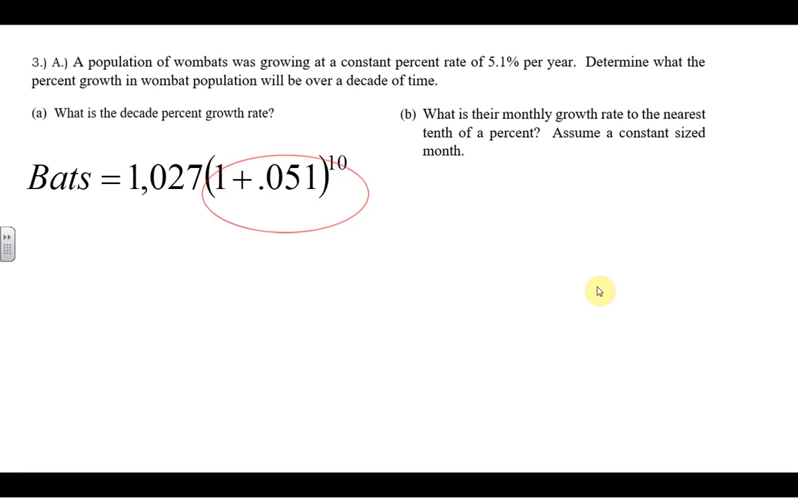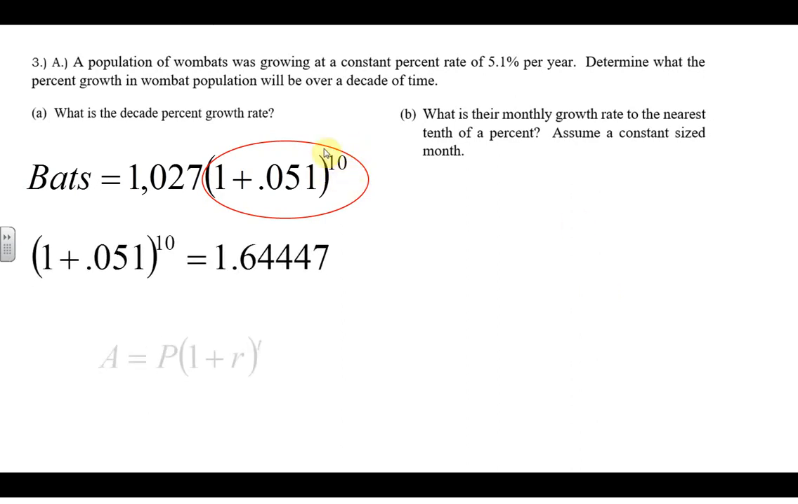However, we're just going to focus on this part. So they want a decade of time. How many years is a decade? 10. So that's why we plugged in 10. If you evaluate that, you're going to get 1.64.